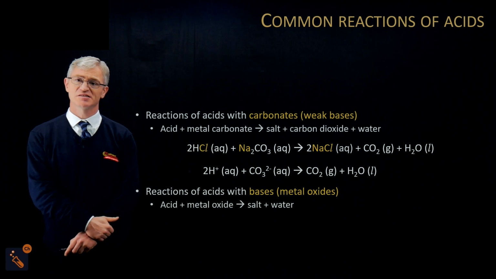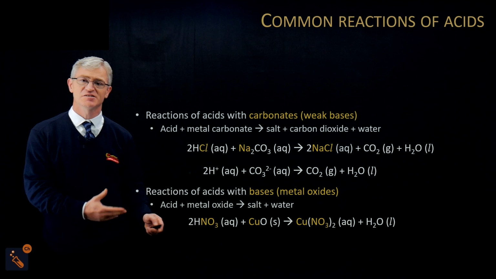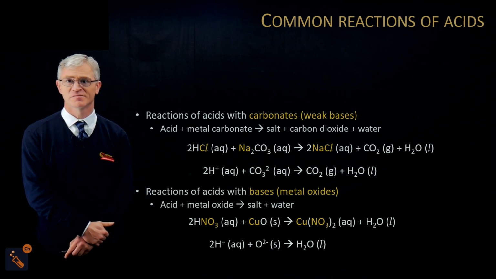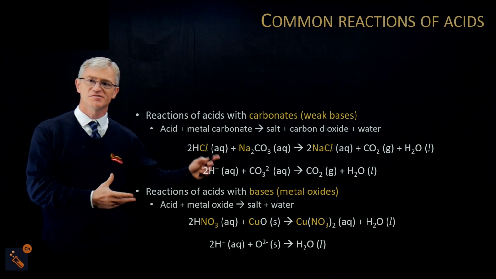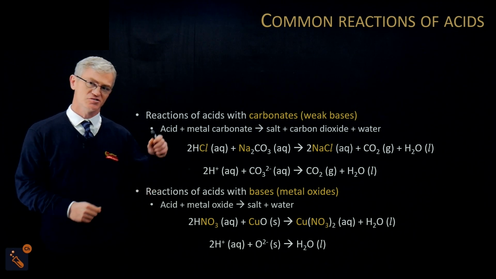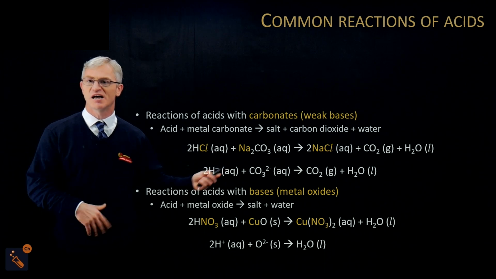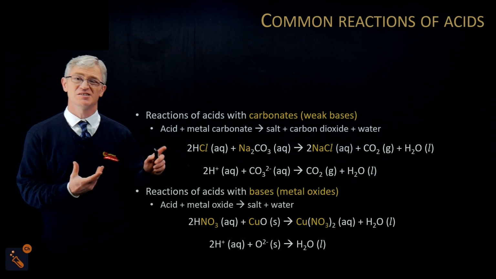Reactions of acids with bases. Acid plus metal oxide goes to salt plus water. And again, we've highlighted the spectator ions, and we can do our ionic equation. So again, you can do any number of these, and you can put in different acids, and you can put in different carbonates. You can just practice writing them out. You don't need to ask a question. Just change this for a potassium carbonate, for example, or aluminium carbonate, or a copper carbonate, and then change the acids around.